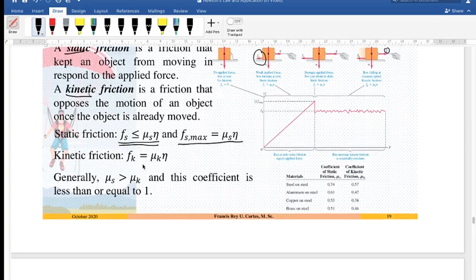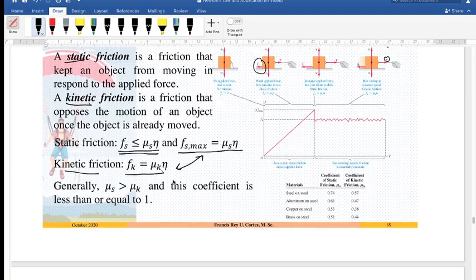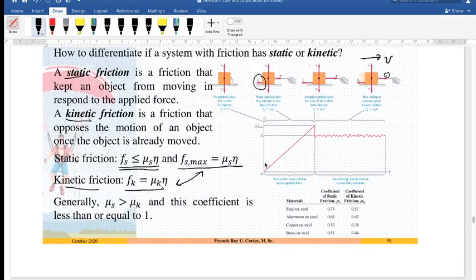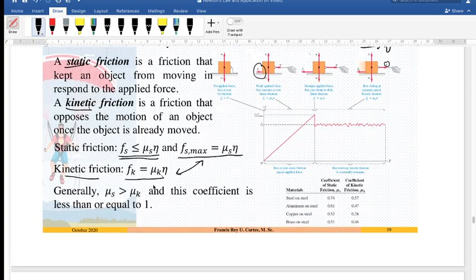When the object is moving already, the kinetic friction is now equal to this one. Still the same formula as the maximum static friction, but the coefficient of kinetic friction is different from the coefficient of static friction. Okay? So it is the same formula, but they have different coefficients of friction. So the kinetic friction tells you how much force is needed to make the object move at constant speed.